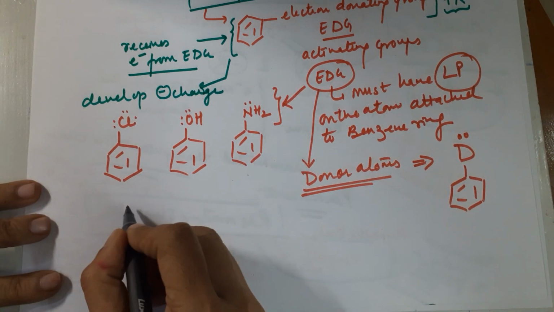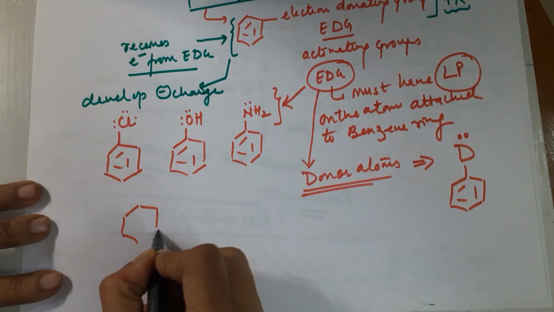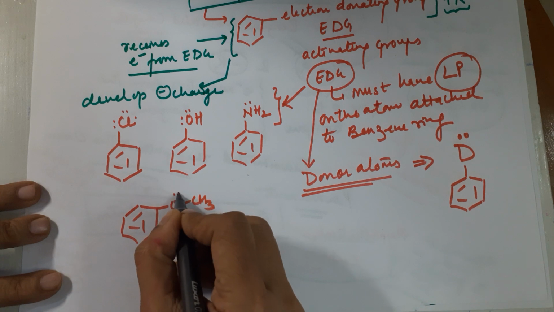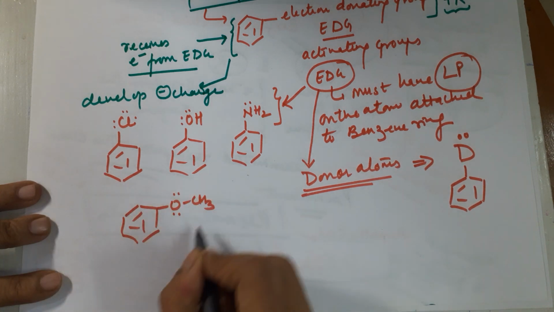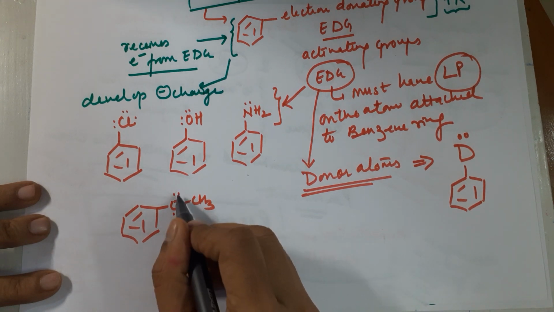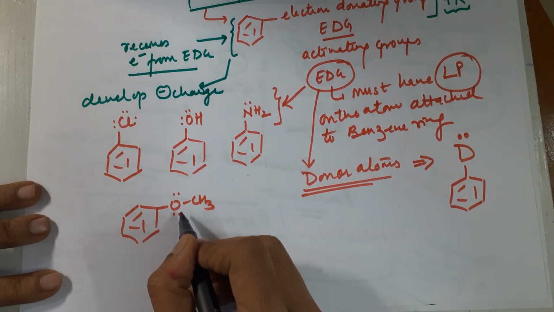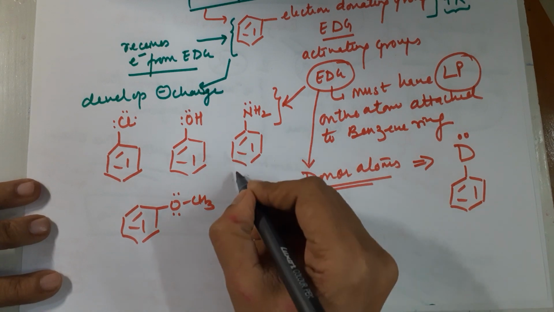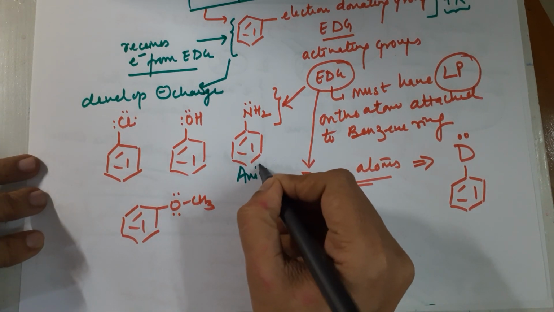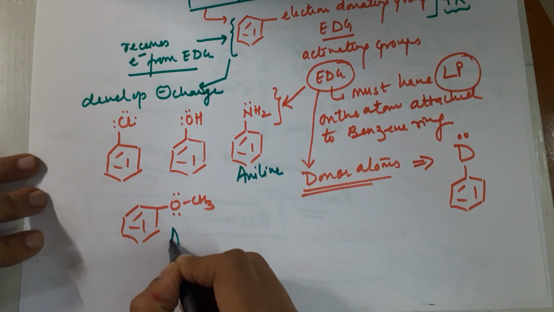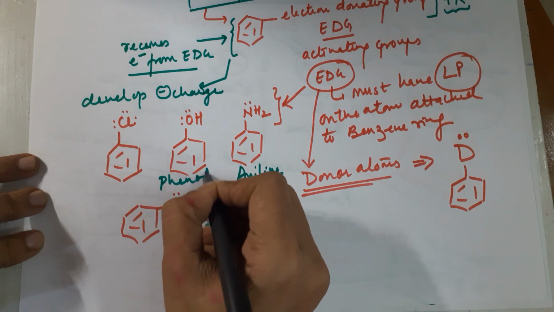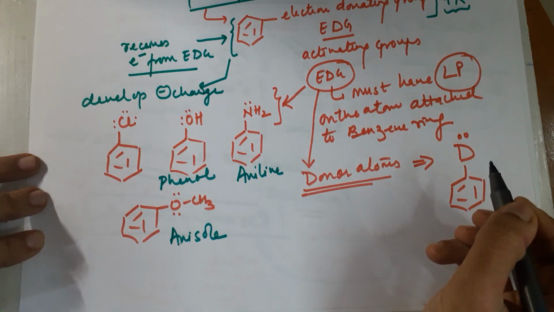There could be other groups also. For example, you can even have a benzene bonded to an OCH3. This also falls under this category. This is anisole, and there also benzene is attached to an atom which has a lone pair of electrons. So, this also is under this particular category. Just for your recalling, this is called aniline, this is called anisole, this is known as phenol, this you know is chlorobenzene. Fine.